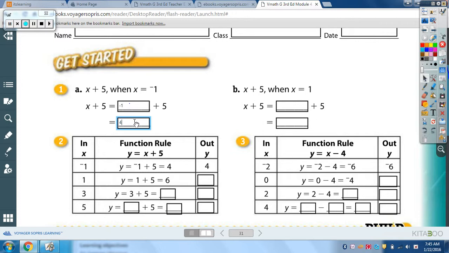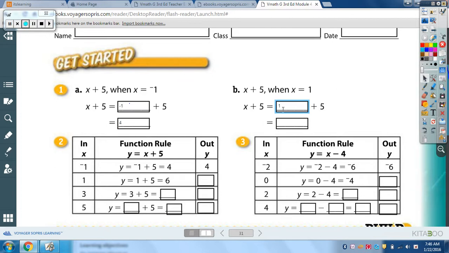In problem 1b, we're going to substitute 1 for the variable and then evaluate the expression. We will substitute 1 here. Now, x plus 5 equals 1 plus 5. What is 1 plus 5? We're adding like signs now, so we simply add and keep the sign. So our solution is 6.